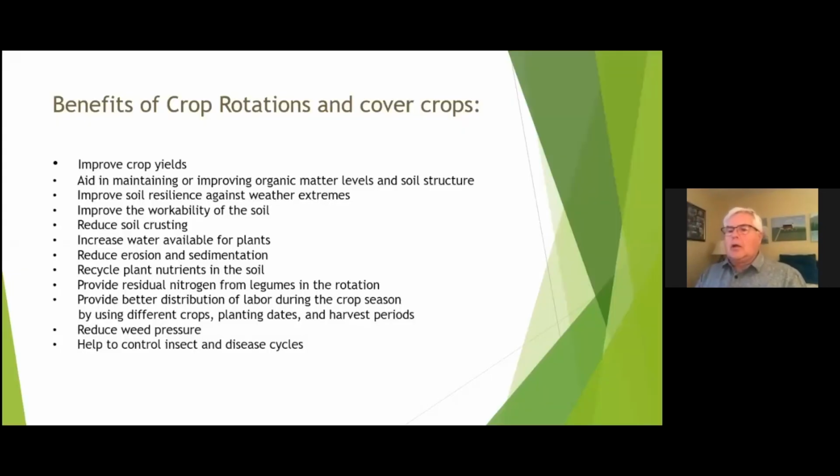So I think the bottom line is, when we're looking at these, that we want to produce healthy soils, to try to produce healthy crops, and those in turn can help produce or help feed healthy livestock and healthy people.